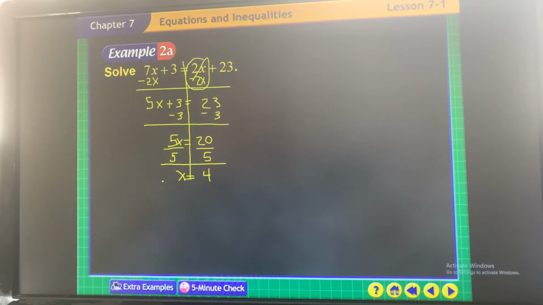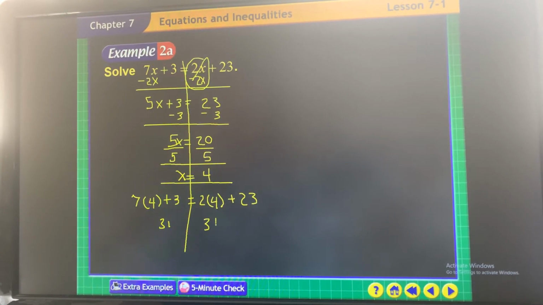It's not hard, just a little time consuming, but you know what? Start to time yourself and see how fast you can go. So 7 times 4 is 28. 28 plus 3 is 31. 2 times 4 is 8, and 8 plus 23 is 31. Checks.